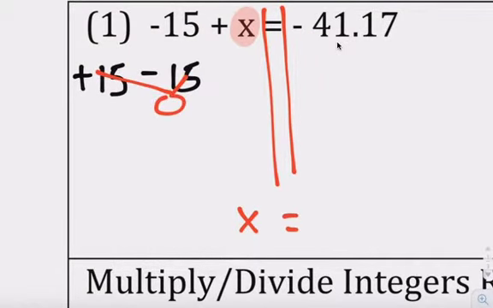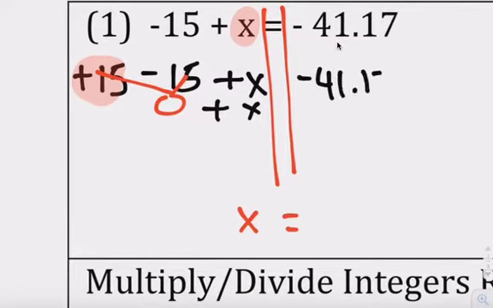This is 0 plus this x that's there, which is the x we want. Don't write this down: 0 plus 5 is 5, 0 plus 8 is 8. Now 0 plus this x here is x. Because you add 15 here, you have to add 15 to the negative 41.17 on both sides.